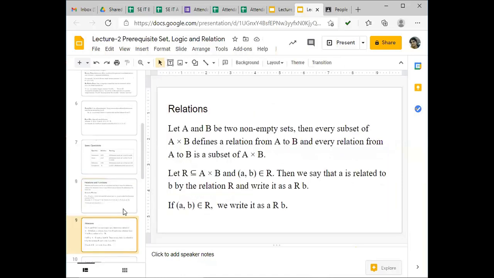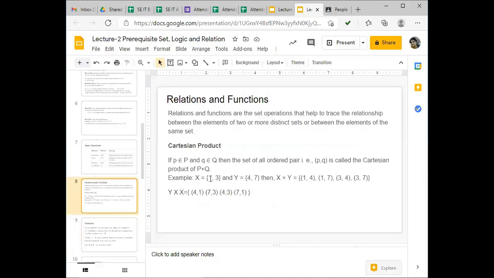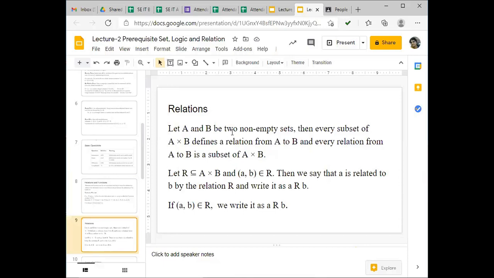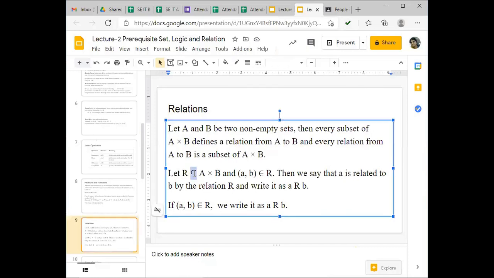Next. What is a relation? If A and B are two non-empty sets, and we have Cartesian product of A and B, we can define a set R that defines a relation from A to B. And every relation from A to B is a subset of Cartesian product of A cross B. What is Cartesian product? Every element of one set is mapped to every element of the second set. But in a relation, it is a subset of the Cartesian product. That is, R is a subset of Cartesian product of A and B.